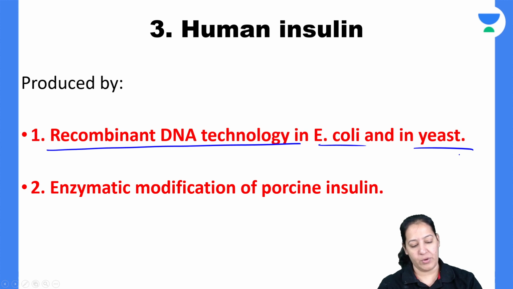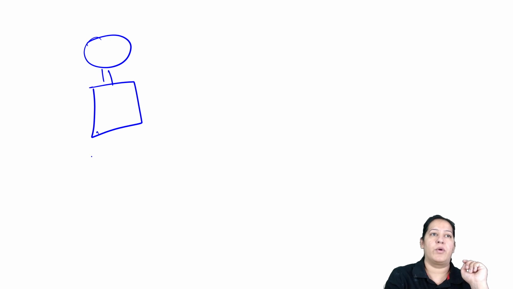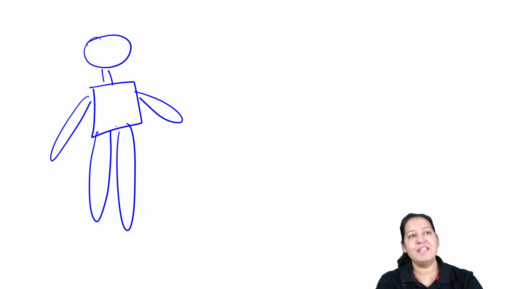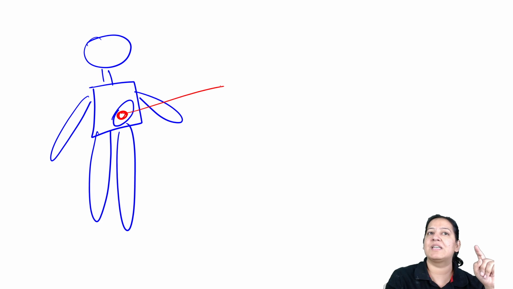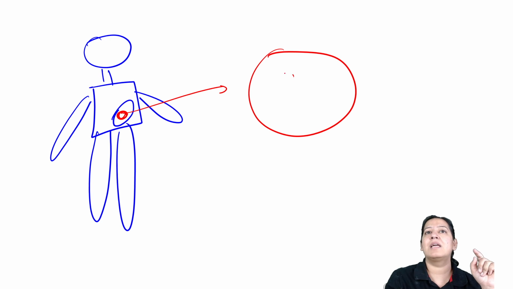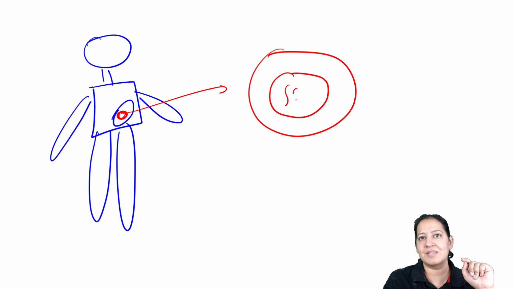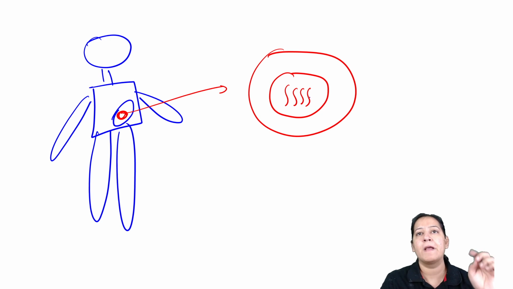What are we doing? Imagine a human. I have to prepare it from human, right? Imagine a human. This is a human being. Imagine inside the human being, this is the pancreas. Inside the pancreas, this is the beta cell of the pancreas. Now take this beta cell out. Inside the beta cell, this is the nucleus of the beta cell. Inside the nucleus, this is the chromosome. On the chromosome, there is a gene which is the insulin gene. This is the insulin gene.